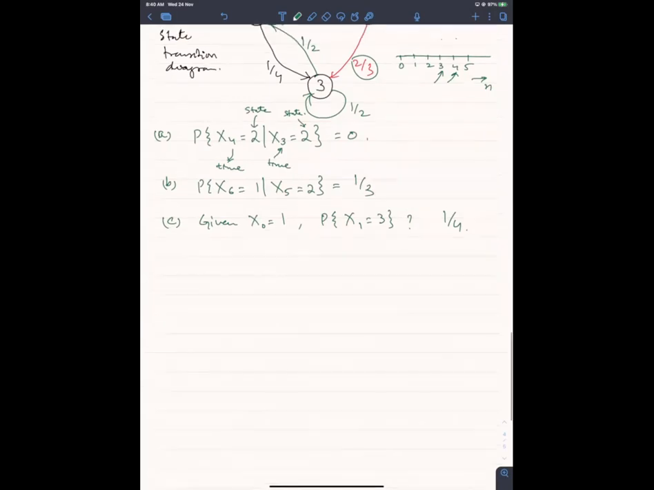So this actually is not probability x1 is equal to 3. इसको ऐसे लिखेंगे नहीं. This is written as probability x1 is equal to 3 given x naught is equal to 1. So this is 1/4.